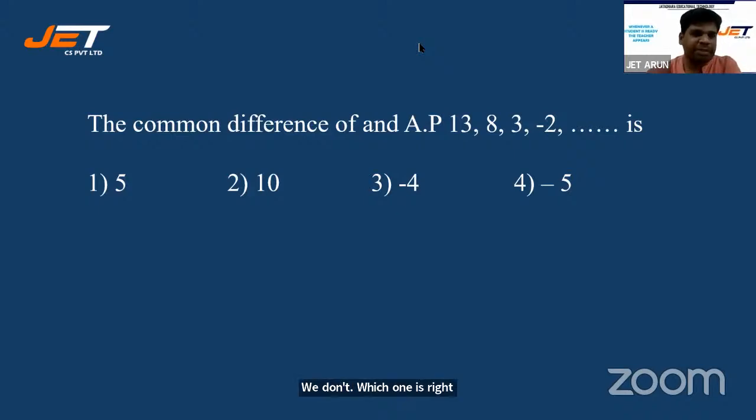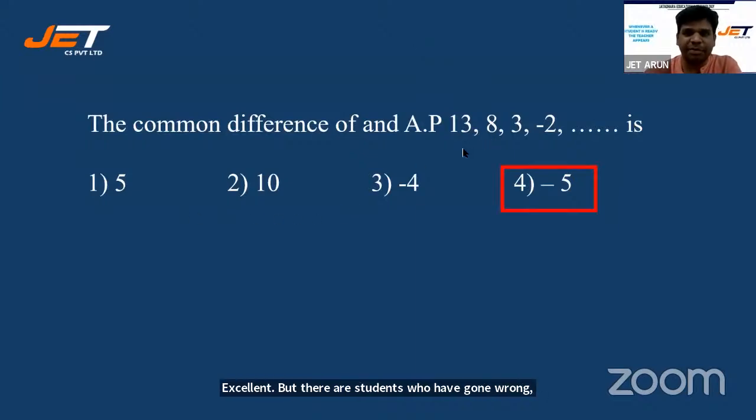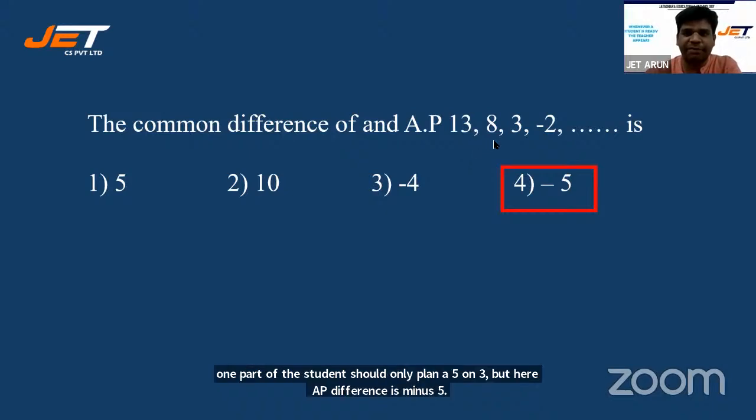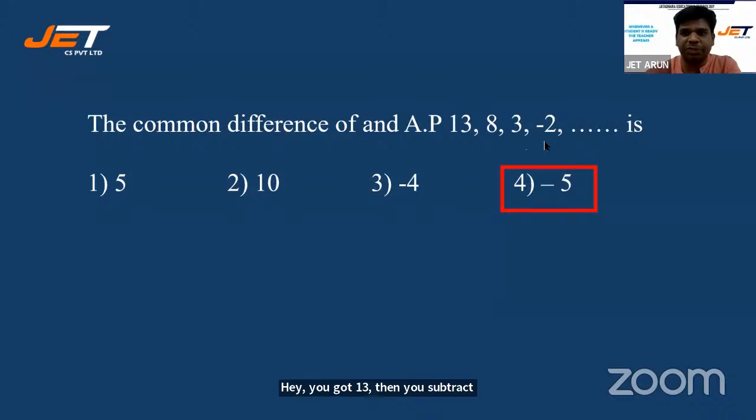Excellent. But there are students who have gone wrong. Some students said 5 only, but here the AP difference is -5, right? Because 13, then you subtract 5, we'll get 8. Subtract 5, we'll get 3. Subtract 5, we'll get -2. Subtract 5, we'll get -7, -12, and so on.